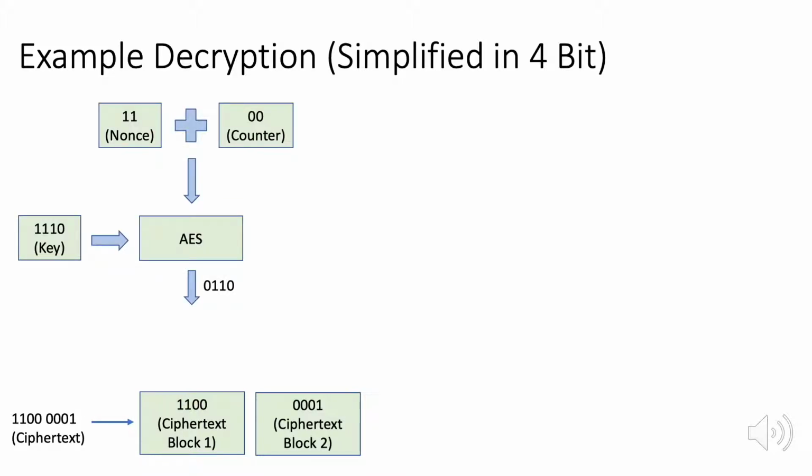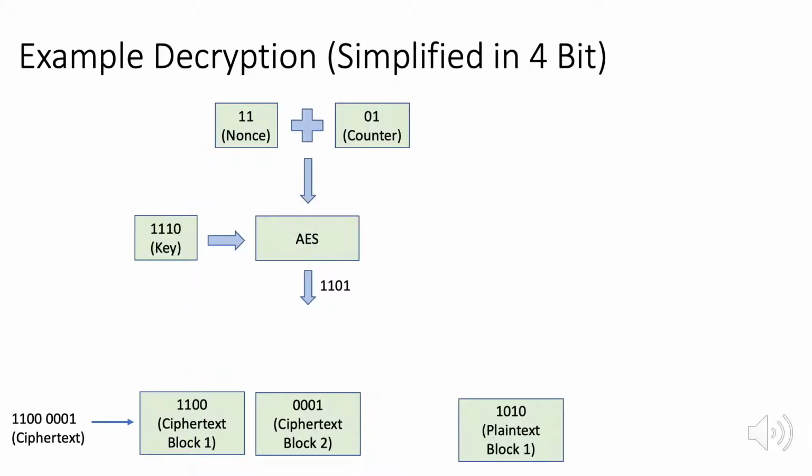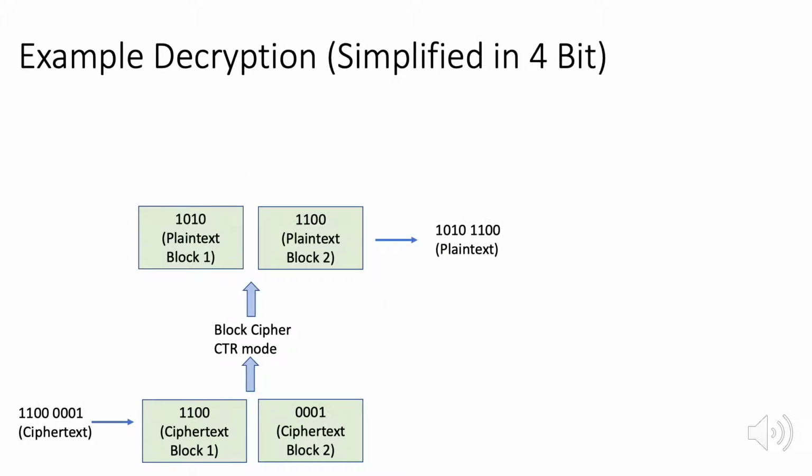Here we have a simplified decryption example with 4-bit operation. We will be using the ciphertext block generated from the earlier encryption example. Similarly, we will use the same key and nonce with the counter to generate the output 0110, which will be XORed with the ciphertext block 1100 to get the plaintext value of 1010. And proceeding to the second ciphertext block, the counter is incremented and the process is repeated again to generate an output of 1100. The output blocks are then combined to generate the plaintext.